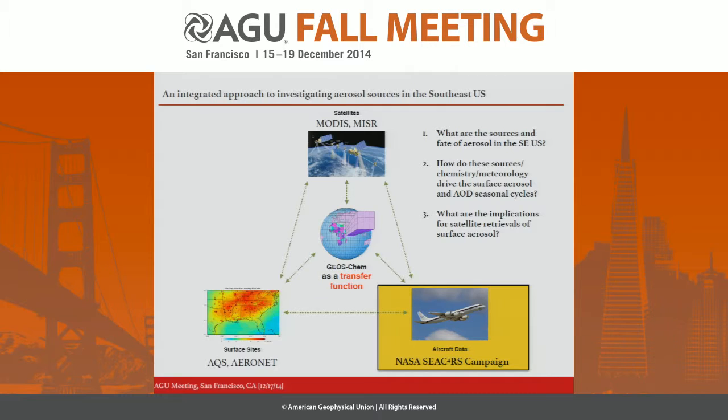And so our approach here is shown in this diagram, where we're going to use the surface station data and the satellite data, for which we have a fairly good record at this point. But we're going to supplement it with data from the NASA SEAC⁴ aircraft campaign, which I'll chat about in just the next slide. But at the heart of all this is the GEOS-Chem model, which we're going to use as a transfer platform. So in the simplest sense, the model is self-consistent with itself.